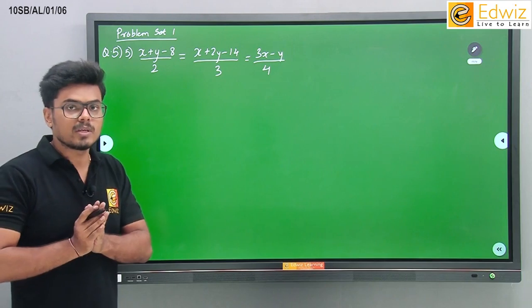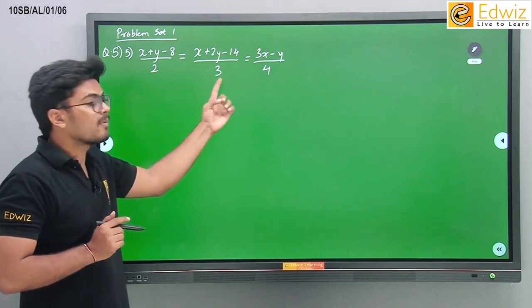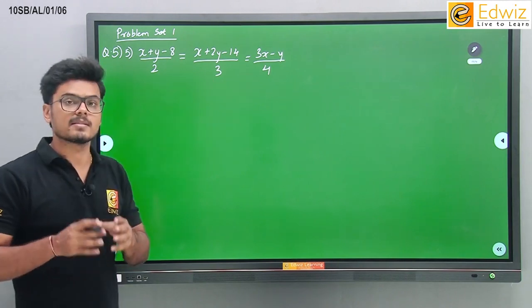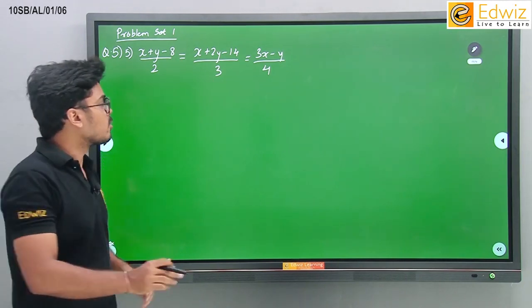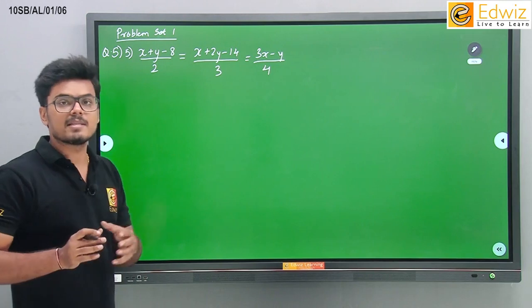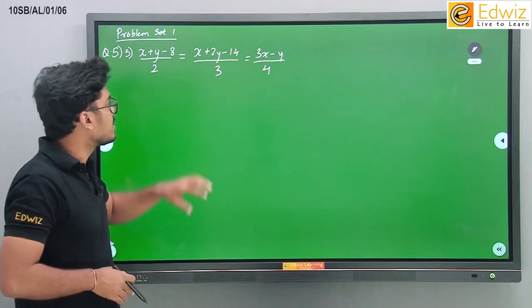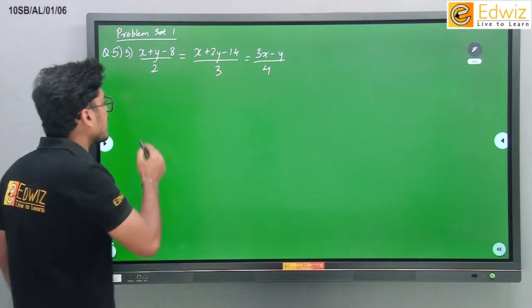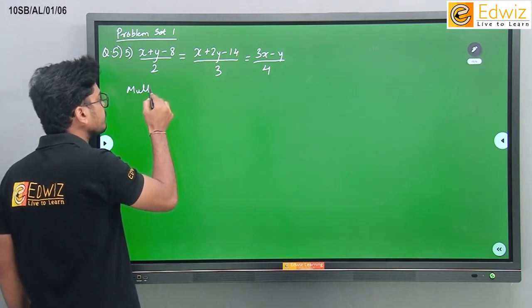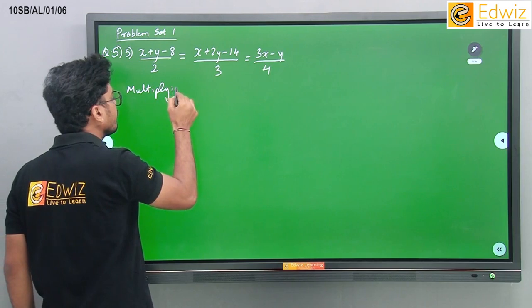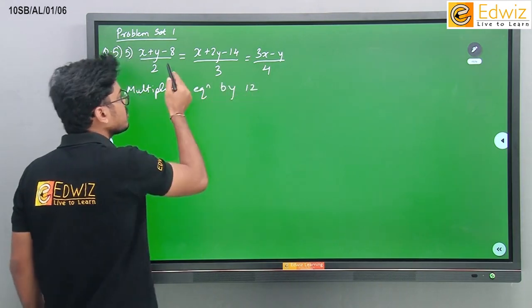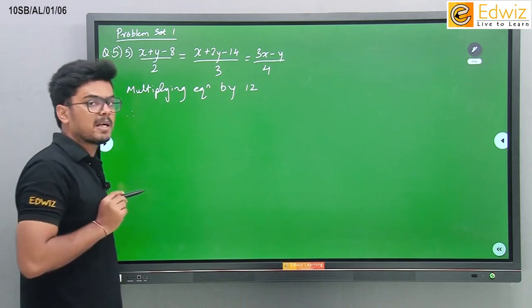The first thing to do here is find out the LCM of 2, 3 and 4. The very first thing, because we have to remove the denominators from all three first. Okay? So LCM of 2, 3, 4, we know it is 12. What we will do is multiply all three sides by 12. Okay? Multiplying the equation by 12. So all three sides will get multiplied by 12.